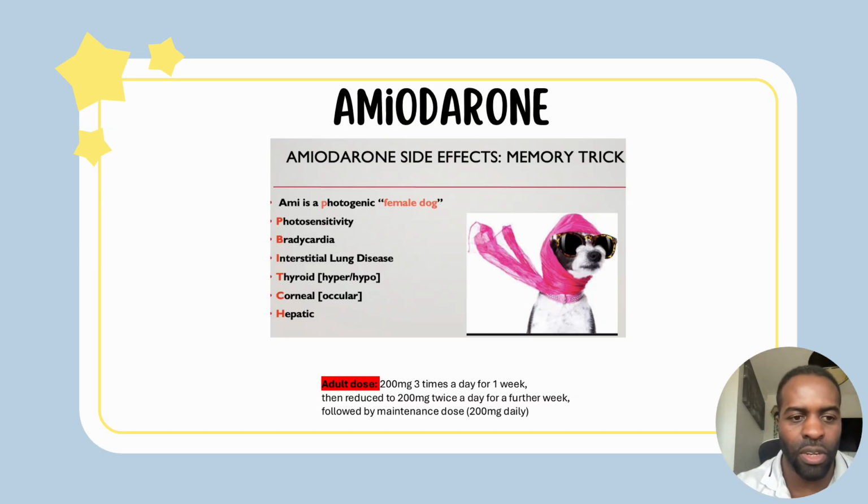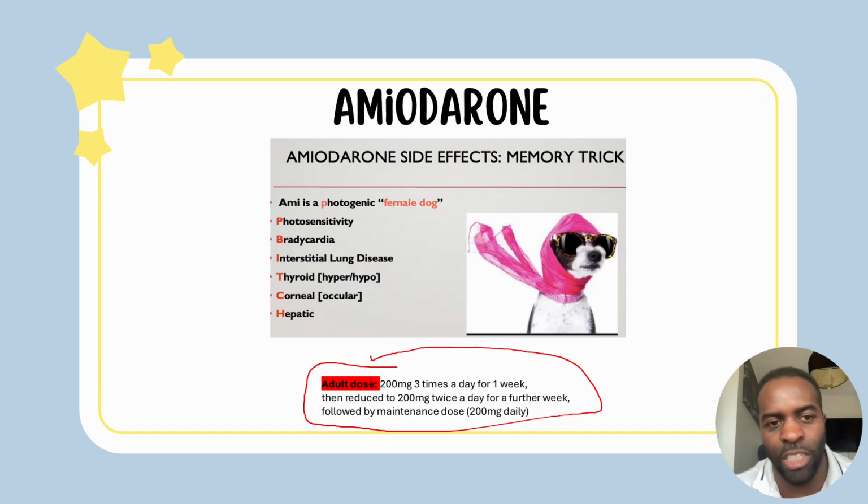Another important thing you need to learn as well when it comes to this medication is you need to know the dose. You need to know the dose that has been tested in the GPhC exam. So 200 milligrams 3 times a day for 1 week. Then we reduce it to 200 milligrams twice a day for a further week. And then it's followed by your maintenance, which is just 200 milligrams daily.